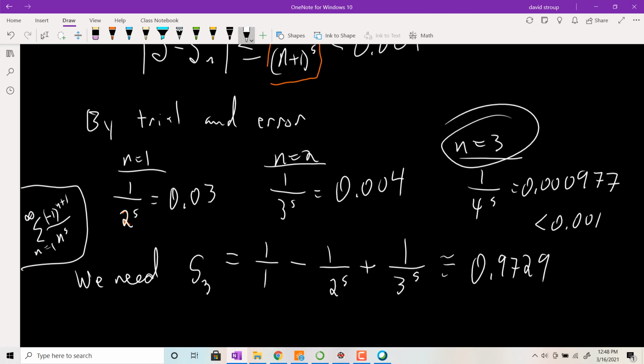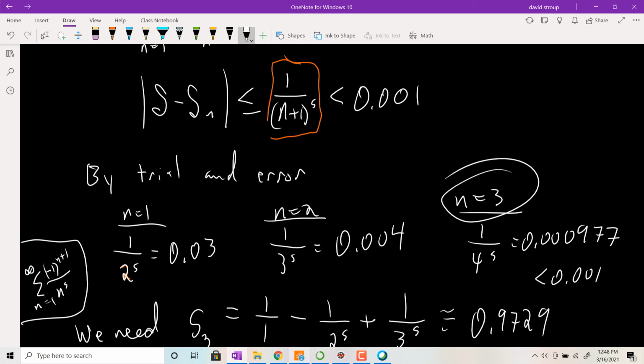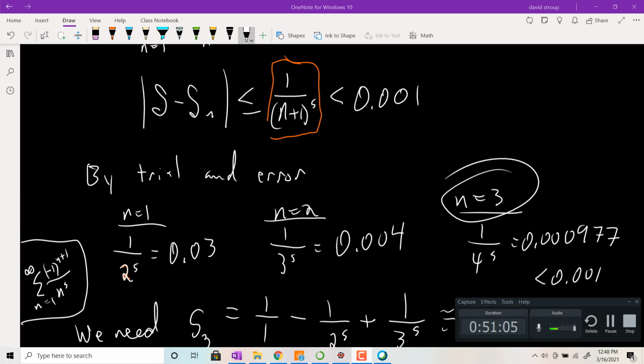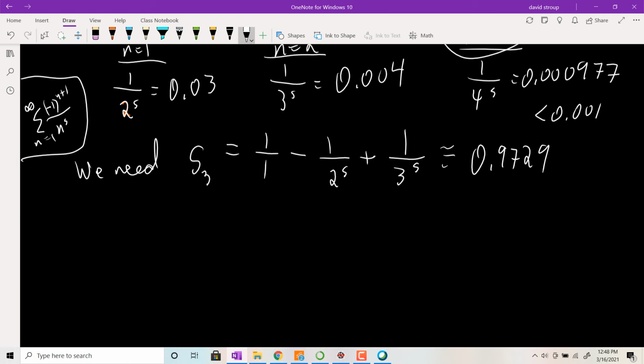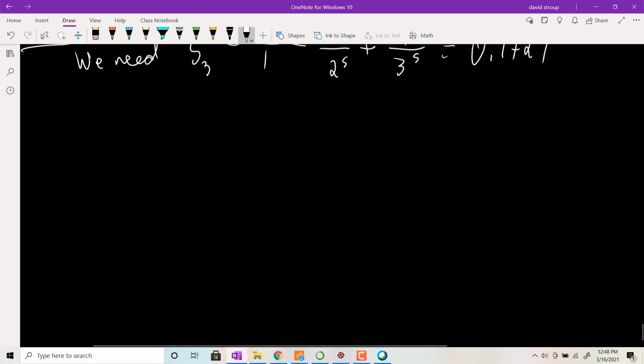Okay, so that is the first part. Where are we on time? Almost an hour to get through the first part. The second part then is on these things called conditional convergence and absolute convergence. So let's take a look.